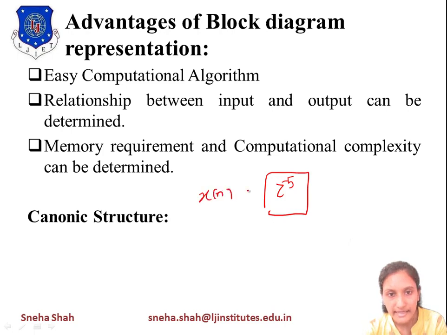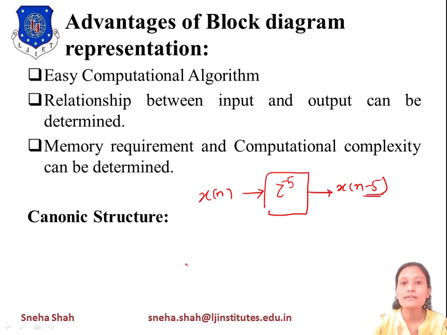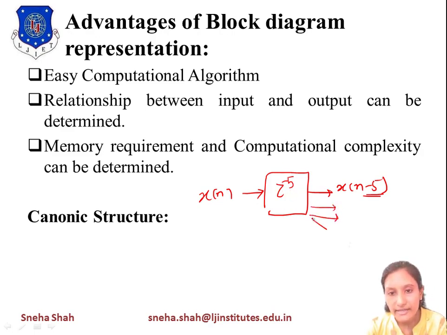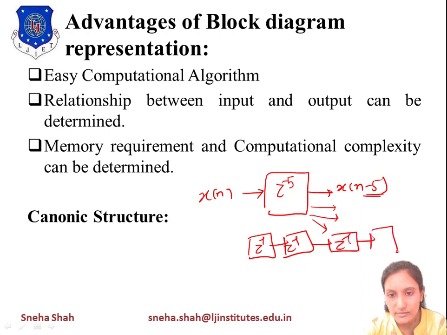If we apply x of n as input, it gives you the output x of n minus 5. It means the output is delayed by 5 samples. This will be considered a non-canonic structure, for which we use only one delay block. Now instead of this, if we divide it into 5 parts, it will be represented like this: z raised to minus 1, z raised to minus 1, z raised to minus 1, z raised to minus 1.